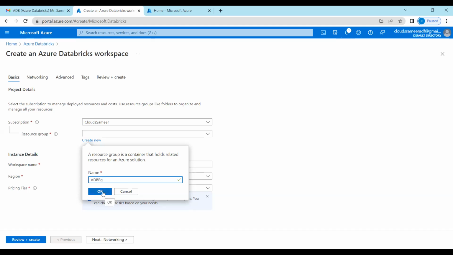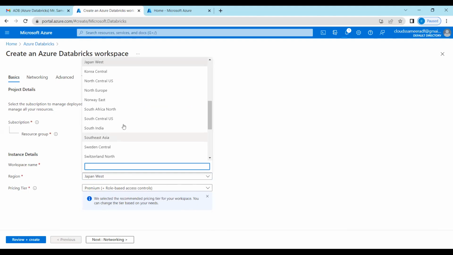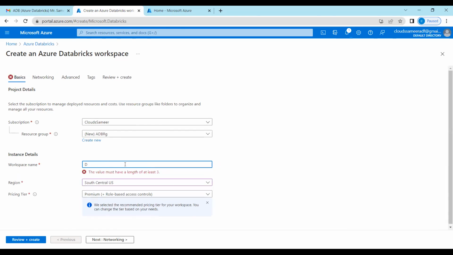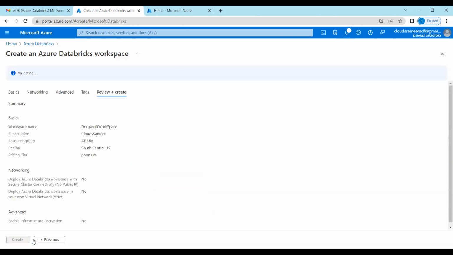Okay. So now, guys, give the name here. Instead of Japan, let us use Central US as the data center. The name I'm using is Durga Soft Workspace. Click on create and again click on create. That's it, guys.